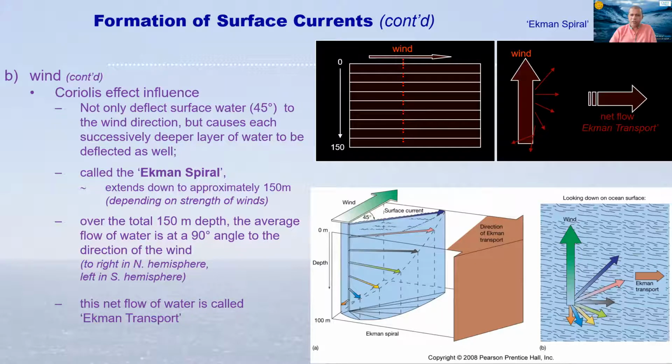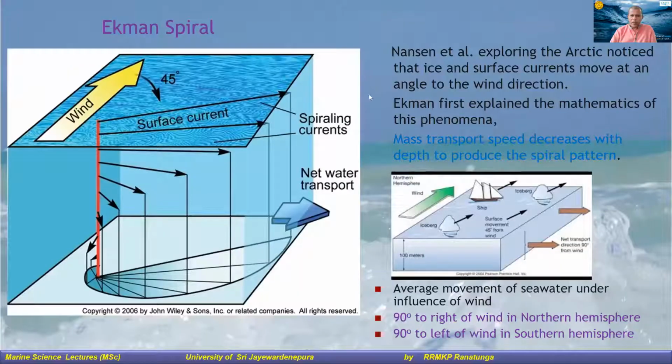That is what we call the Ekman spiral or Ekman transport. If you didn't get this correctly, I have mentioned it before as well, but there are a few diagrams here too. This concept was put forward by the scientist called Ekman, but actually this was first observed by the well-known scientist Nansen.